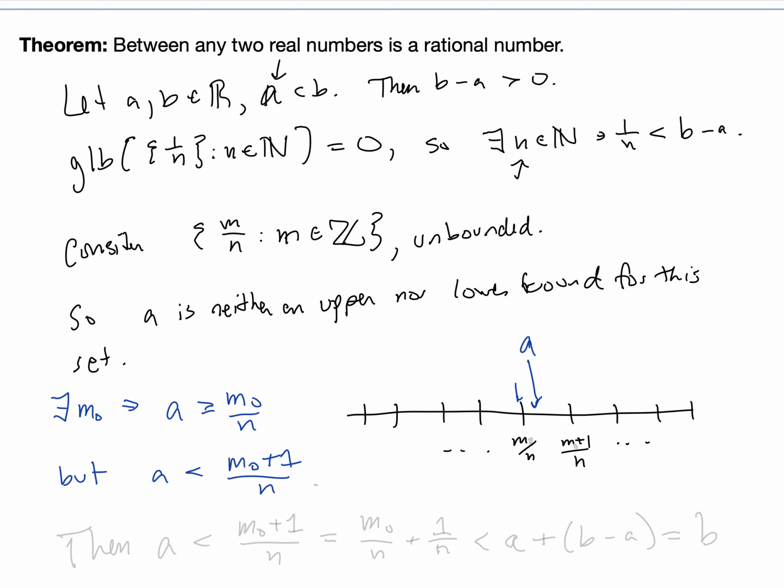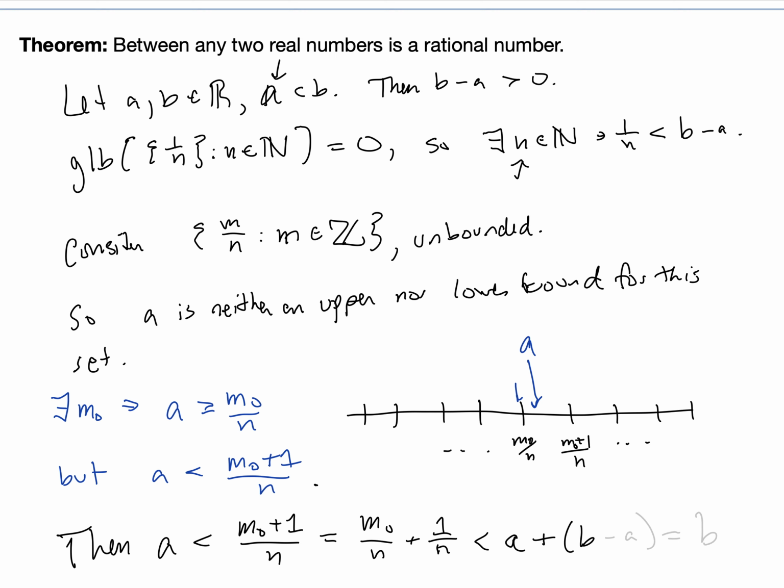In other words, we're going to call the place where this happens m0 over n, and this is m0 plus 1 over n, for some specific integer m0, and a is between those two values. What does that mean for us? That means a is less than m0 plus 1 over n, which is equal to m0 over n plus 1 over n. And m0 over n is less than or equal to a, so we don't get the strictly less than from that.